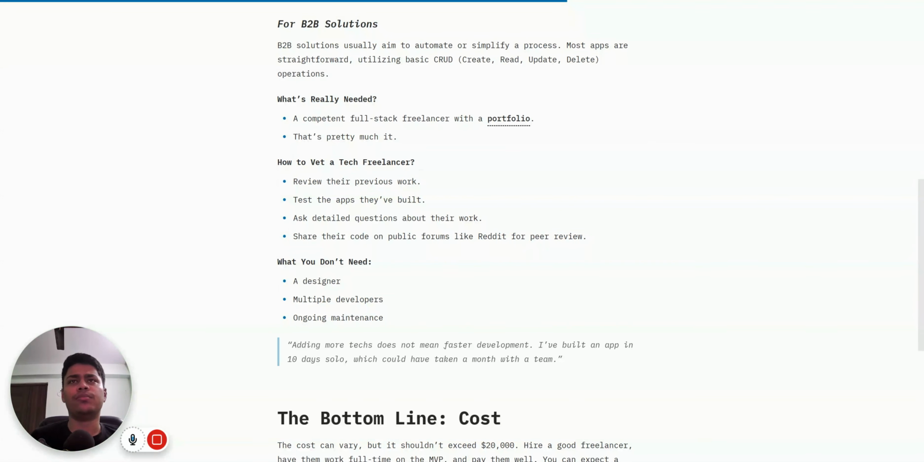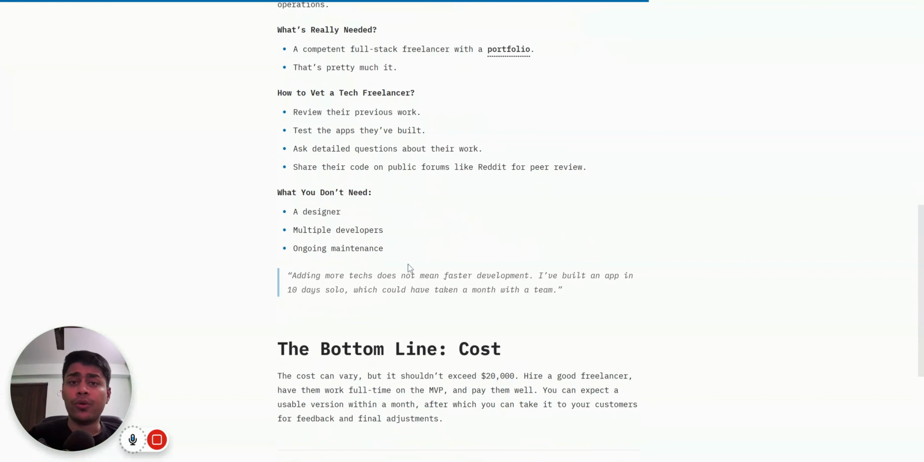Also, if you don't have anyone who knows tech, you can share their portfolio on public forums like Reddit, and people can tell you how good the developer is. It's the simplest way to do it. Share it on, say, the subreddit of devs, and they will tell you how good the person is, right?